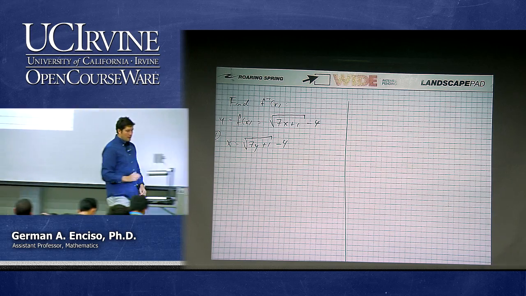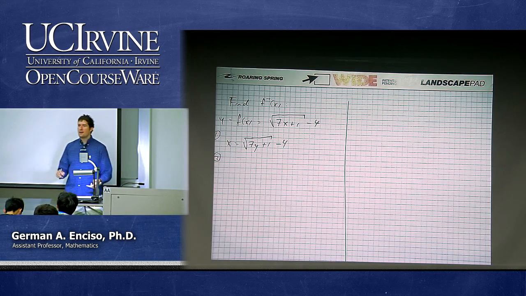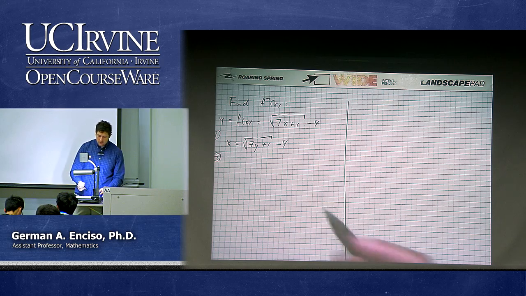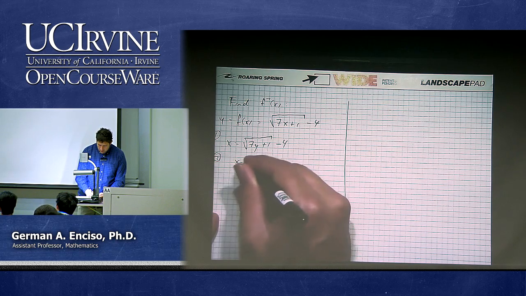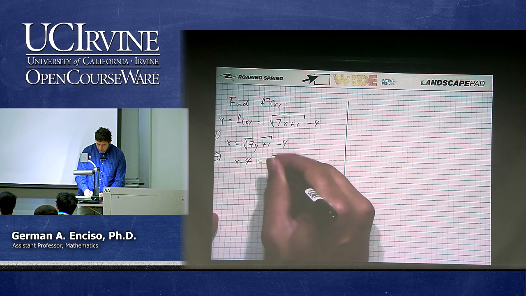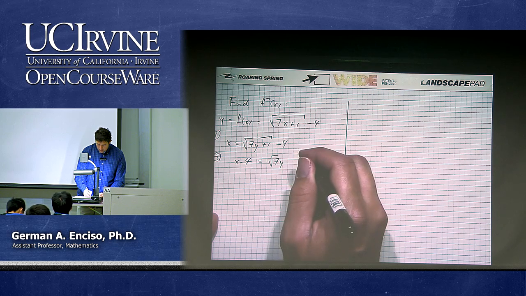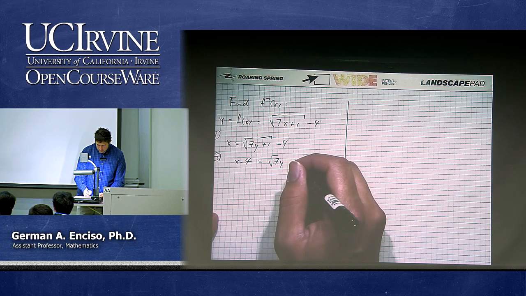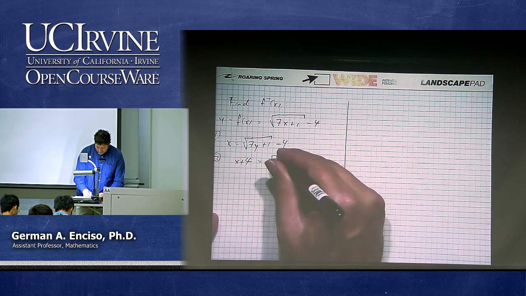Okay. And then the second step is to solve for y. We want to get y equals something. So we write x minus 4 is equal to square root of 7. Oh, sorry, plus. Yes, thank you. You're paying attention.